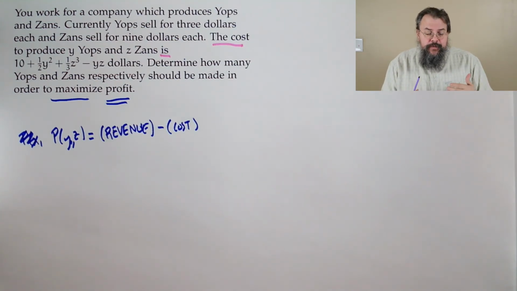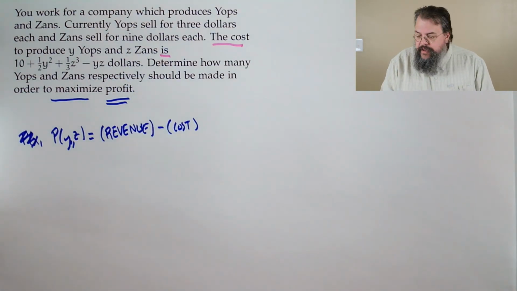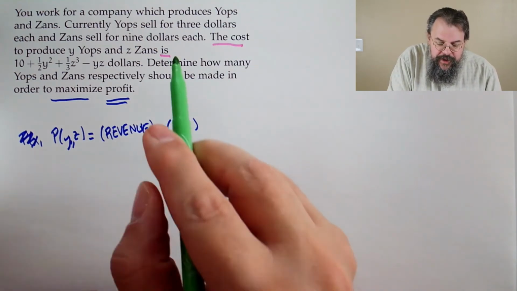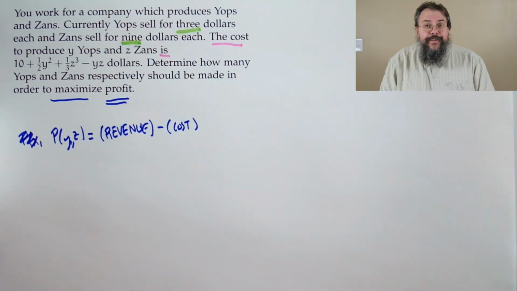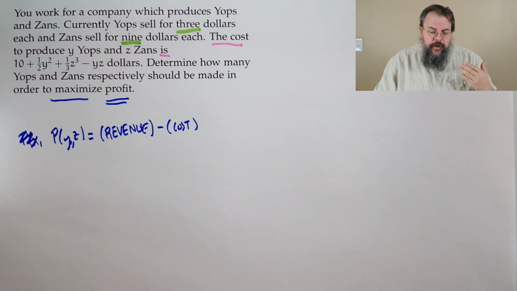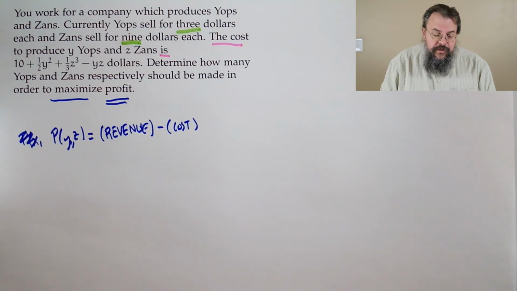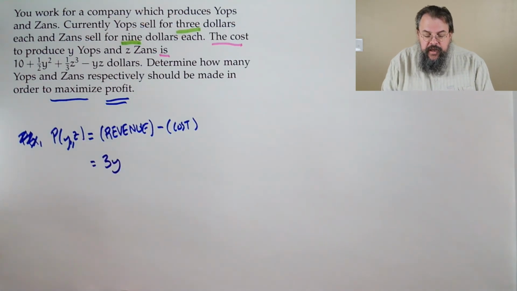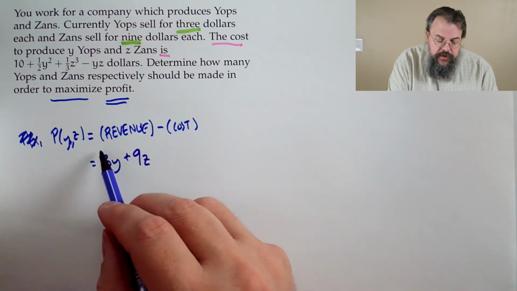Well, the revenue is based off of what we sell. And we know we have prices. See, they kind of hid things on us by using words. Those sneaky people. They wrote the word 3 and the word 9, so that we may not see it the first time. But we saw it, right? Okay, so our yops are $3. So that means for every yop we sell, we get 3. So we could say, look, our revenue is 3y, and our zons are $9. So we'll get 9z. So that's our revenue.